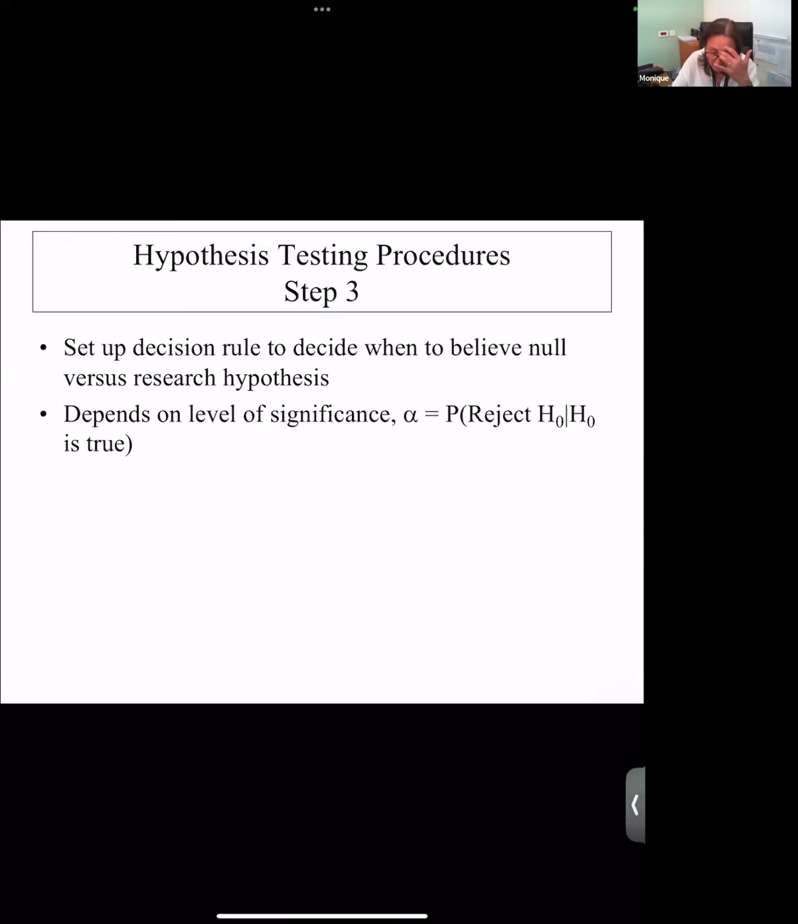So step 3 is on what basis I want to say that it is true or not true. On what basis do I decide whether I have to accept the null hypothesis, meaning that there is no association, versus the research hypothesis, which we also call, Elna, what do we call the research?